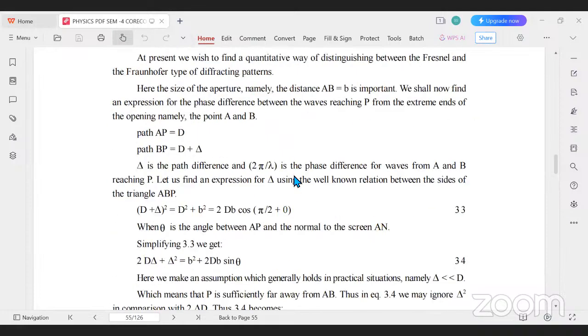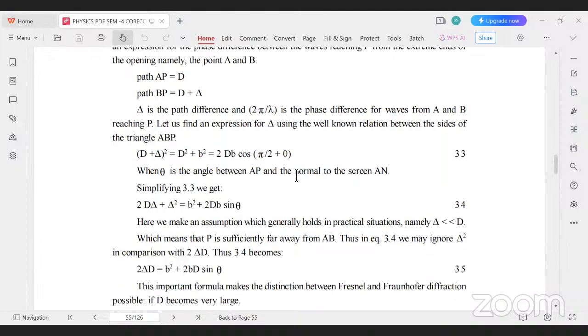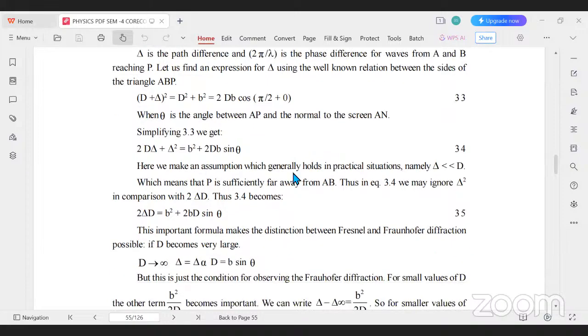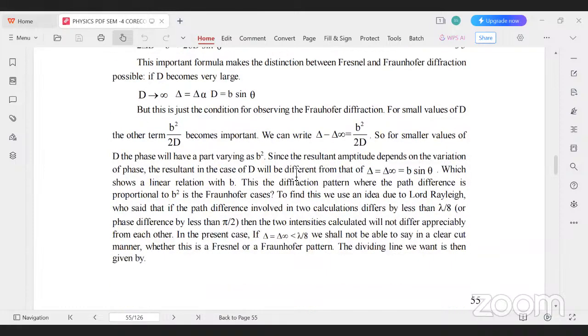Here we are going to state the assumptions which generally hold in practical situations, namely delta is much less than D, which means that P is sufficiently far away from AB. Thus, in equation 3.4, we may ignore delta square in comparison with 2 delta D. So 3.4 becomes 2 delta D equals b square plus 2 b D sin theta. So here we are going to find ultimately the phase difference for A to P and B to P.